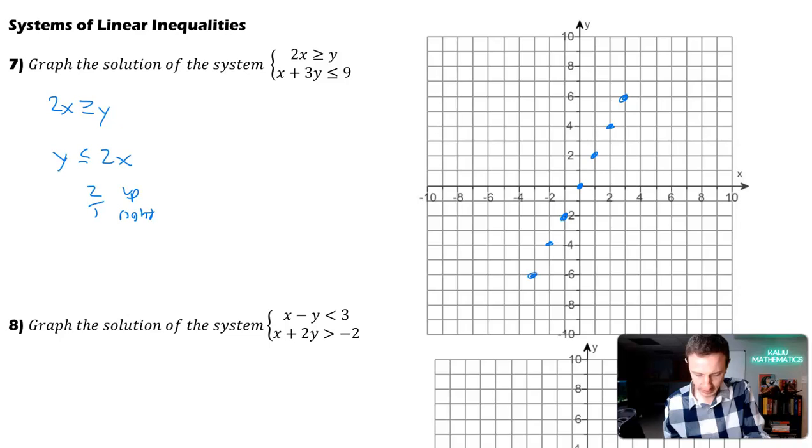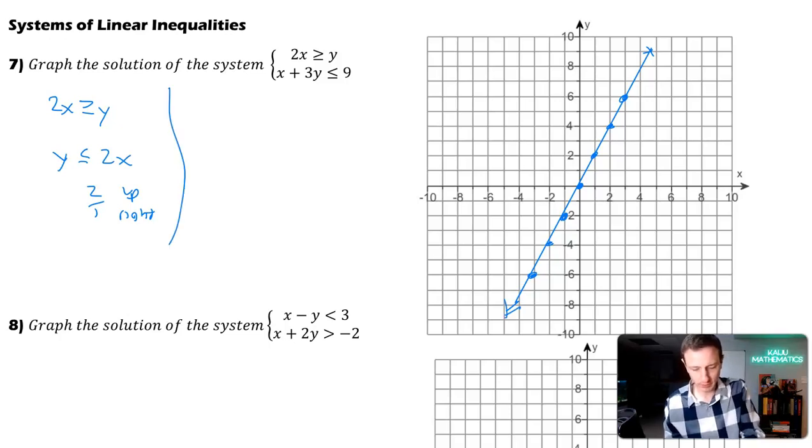Don't just connect it with a solid line right away. Make sure we understand if it's solid or dotted. In this case, it is going to be solid because it's less than or equal to. Okay, not bad. And it's going to be solid.